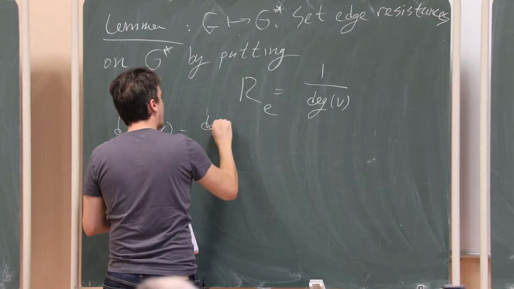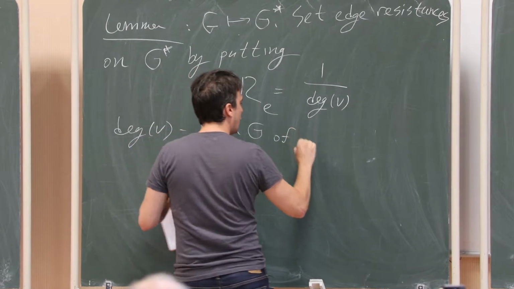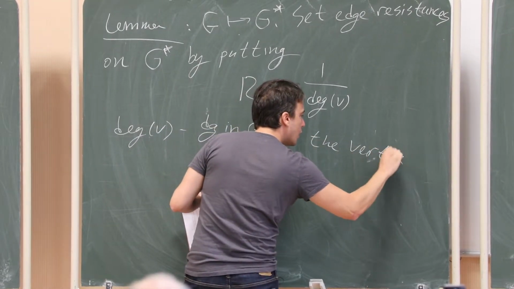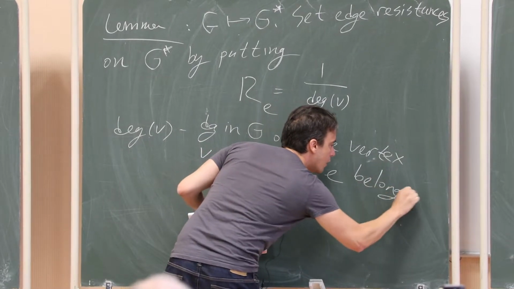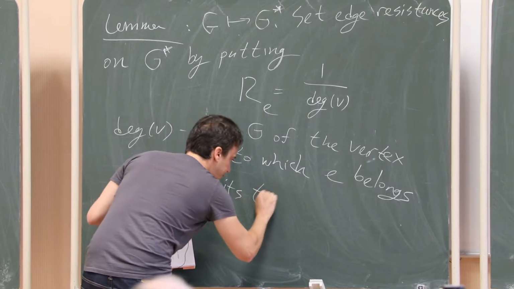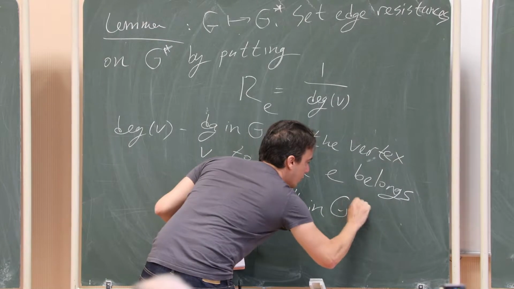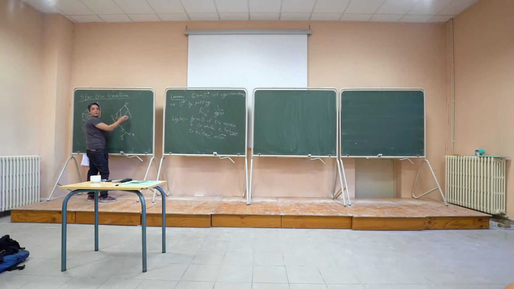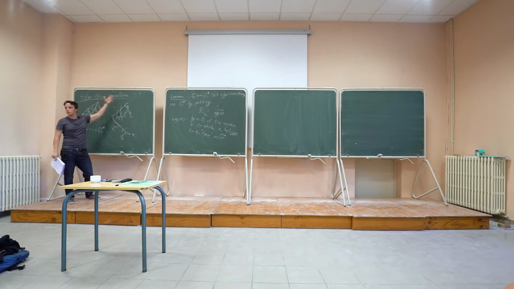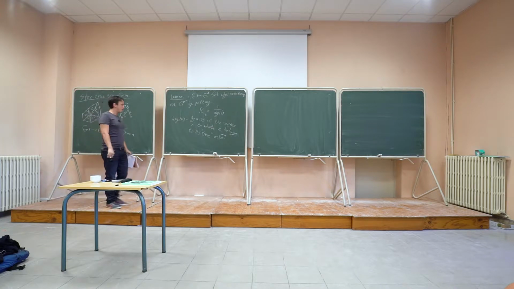Degree of V is the degree in G of the vertex V to which E belongs, to its tree, in G star. So for instance, if in the original graph the degree of the vertex that is now erased was 6, then the edge weights that I put on all of the edges corresponding to this tree are going to be 1 over 6. All of them. This is the recipe to put edge weights on all of the transformed graph G star.